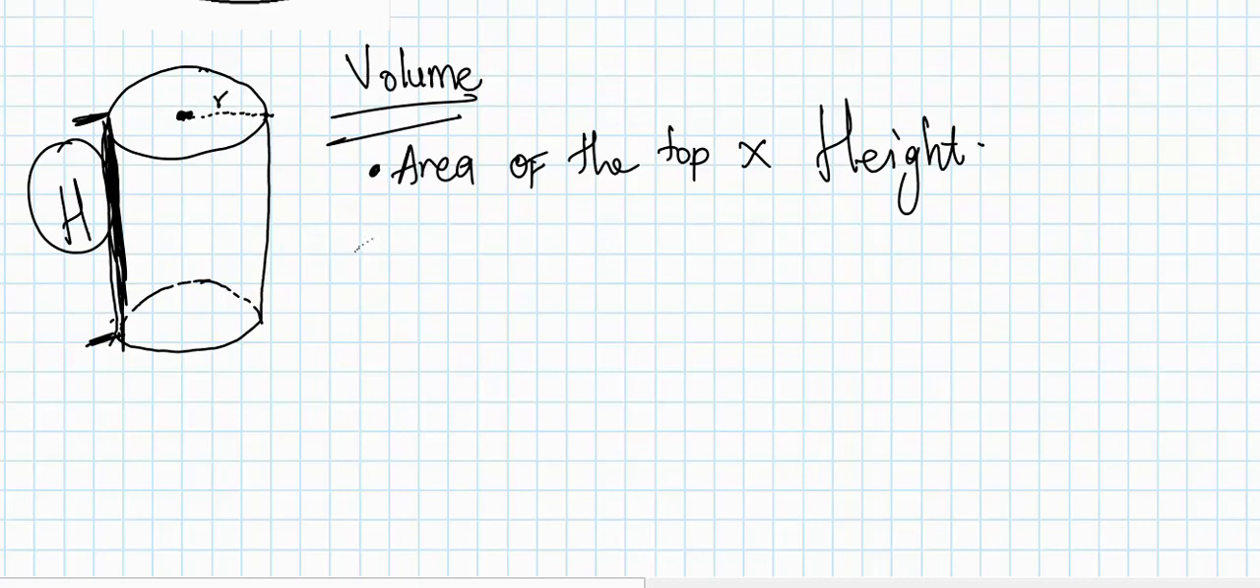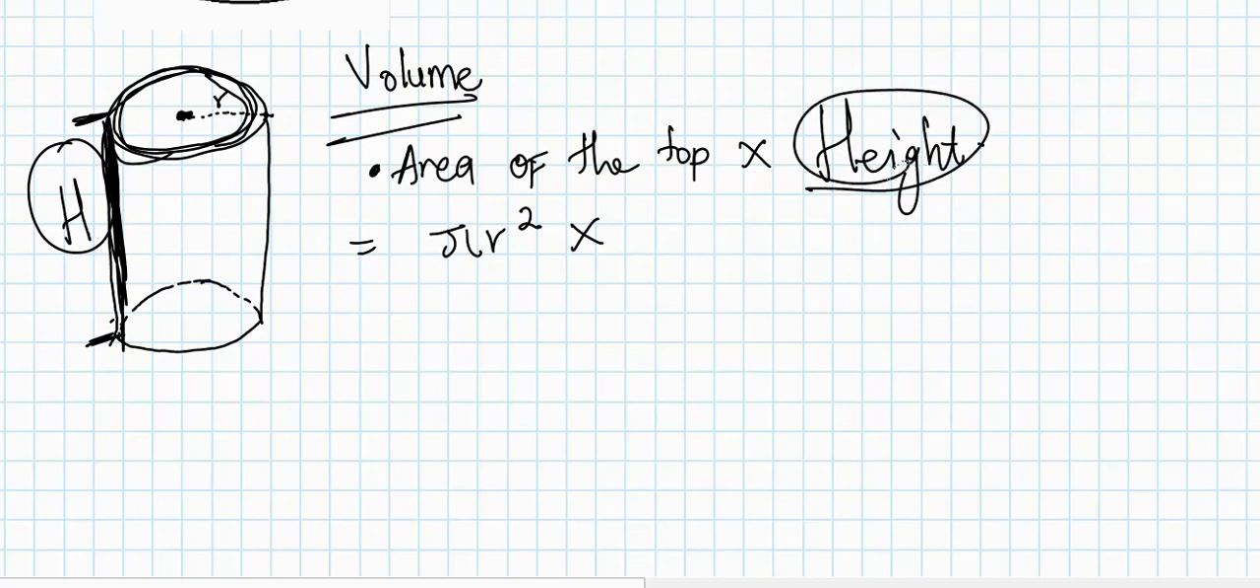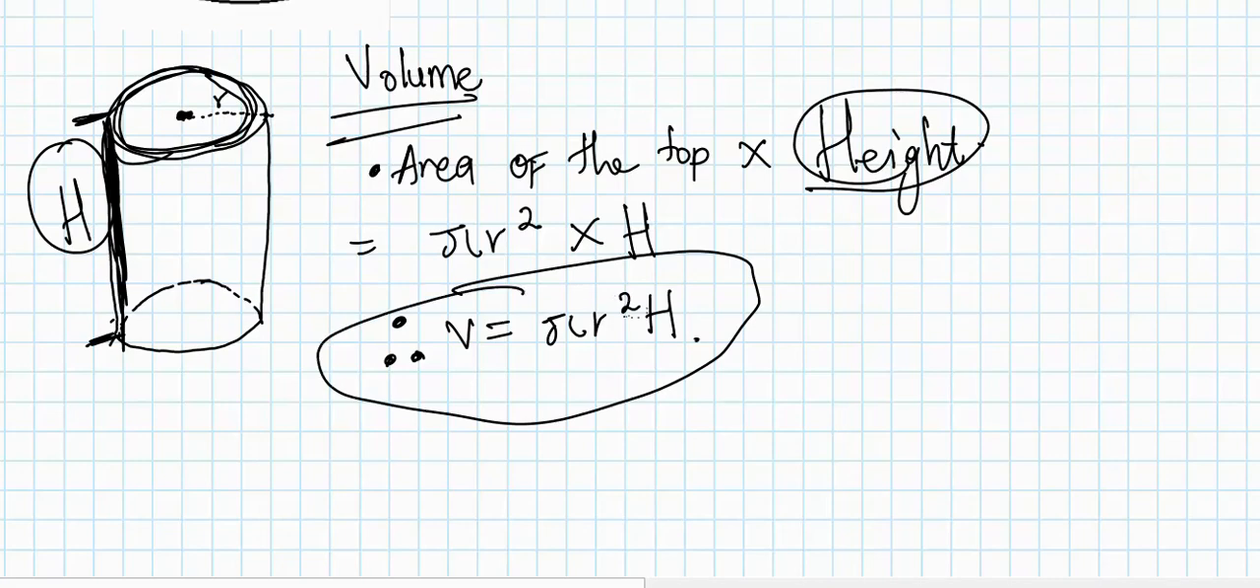Now the area of the top part, what shape is the top part? We clearly understand that this shape is a circle. What is the area of a circle? It's pi r squared. We said we are multiplying that with the height. Therefore, the formula for volume is pi r squared times height. From there you substitute and then you solve for whatever they want you to solve for. But this is how you derive a formula for the volume of a cylinder.